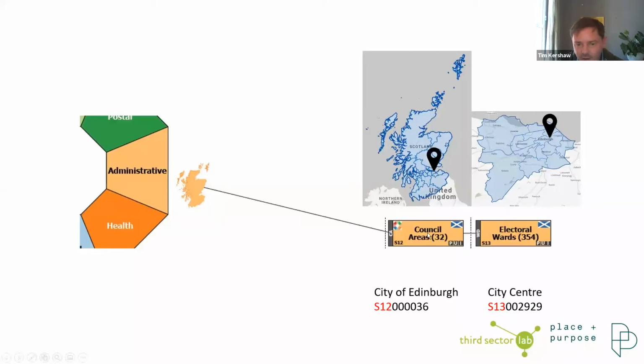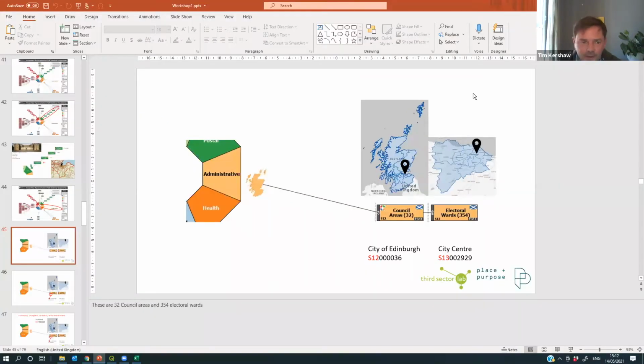So here Scotland has 32 council areas, which are administrative geography, and they start with a code which is S12. So, for example, Edinburgh is S12, 4 zeros and a 36. So I'll leave that screen.